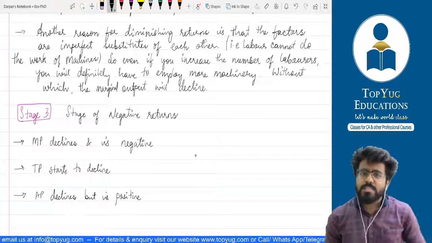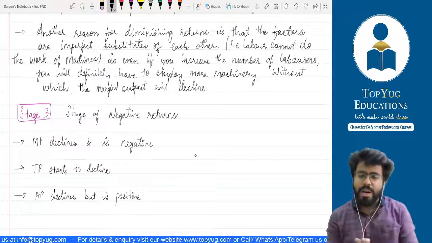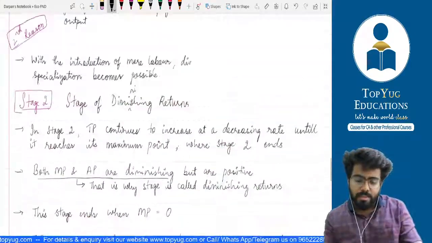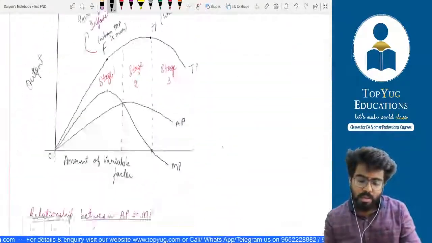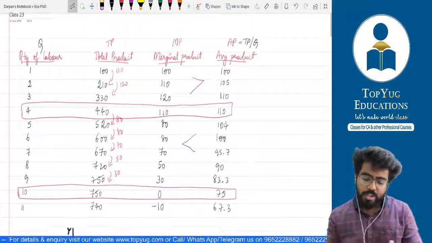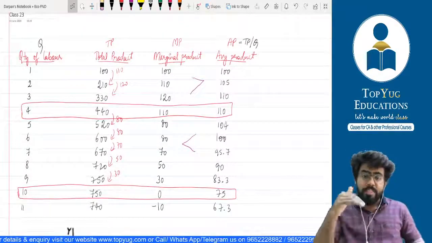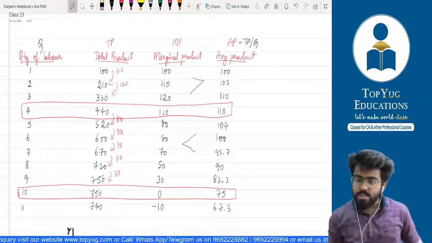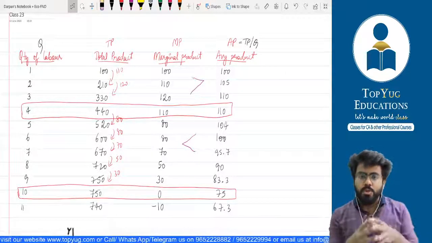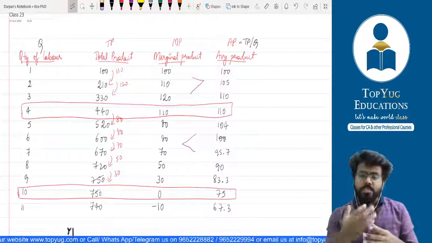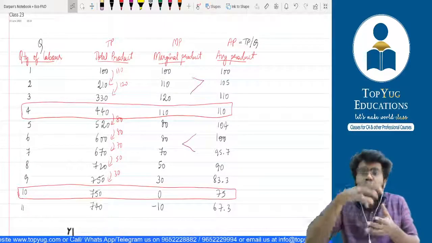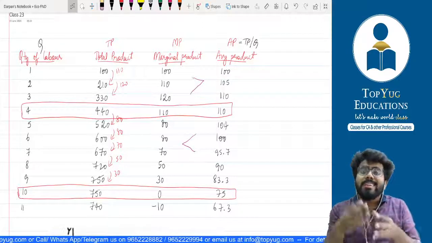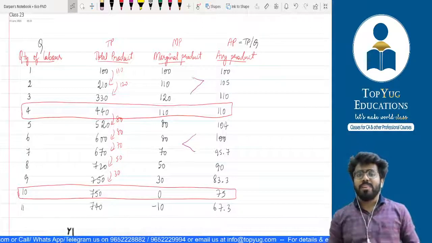Now what is happening in this stage? You see from a practical perspective, you are employing an additional labor. Okay? Go back to your table. You have employed an additional labor. You have employed the 11th laborer now. 10 laborers put together were giving you 750 units of output. You employed one more laborer. What is it doing? It is reducing your total production.